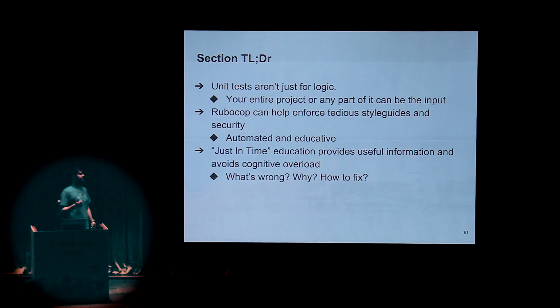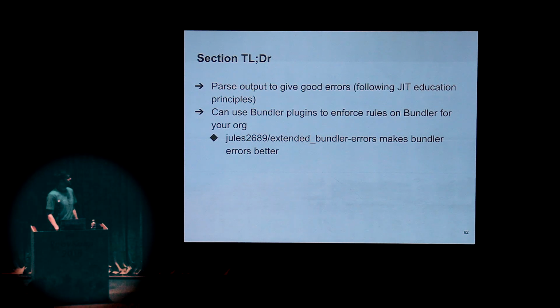Rubocop can help enforce tedious style guides and security, and they can automate and educate. Just-in-time education provides useful information and avoids cognitive overload. Remember the what is wrong, why it is wrong, and how to fix it. Those are 3 things that you should always have in your error messages. You can parse output to give good errors, following education principles, and you can use the bundler plugins to enforce rules on bundler. I'm sure this is available for other areas, and my plugin should be available publicly pretty soon.